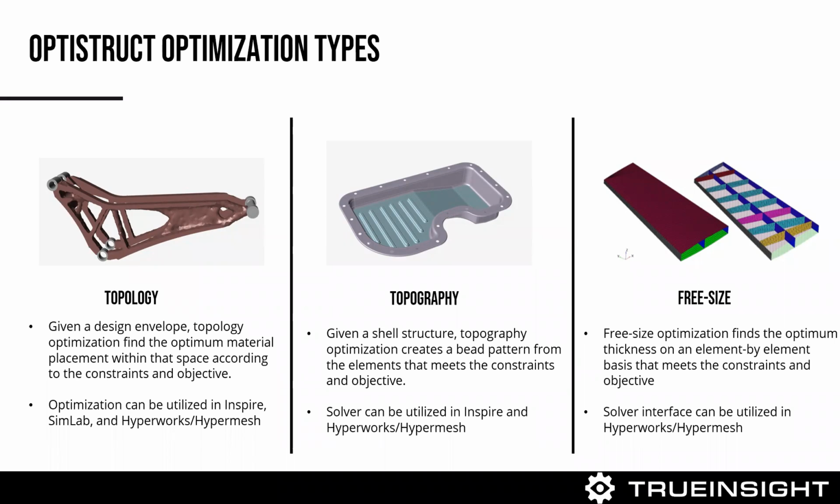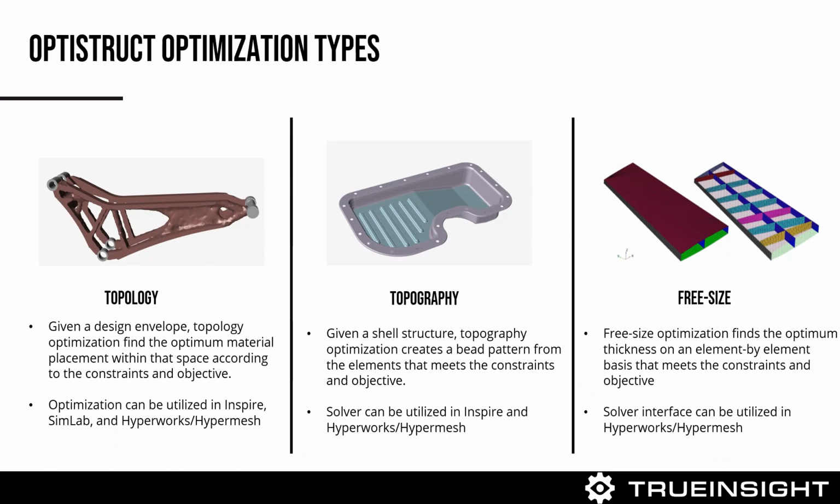Topography was generally used for sheet metal. You can see this oil pan example where you can optimize beads, which can be very advantageous for sheet metal applications. And then the other really prevalent example I run into and work with a lot of customers on is free size optimization. If you're working in the composite space, this is a super advantageous tool because it allows you to adjust the optimization on an element by element basis.